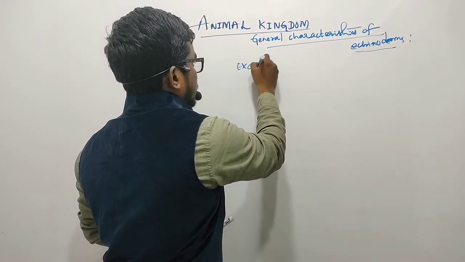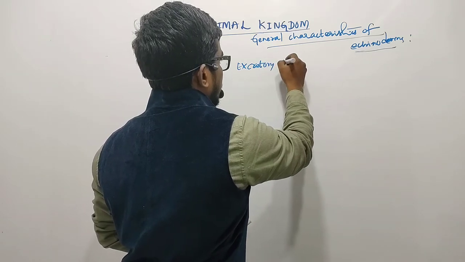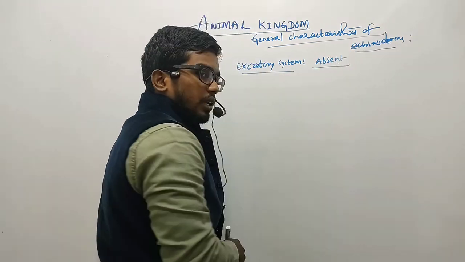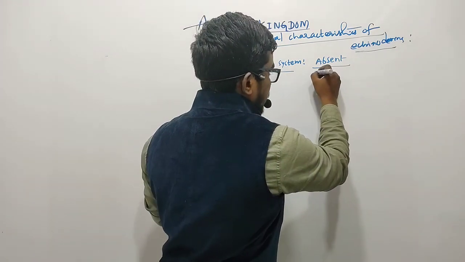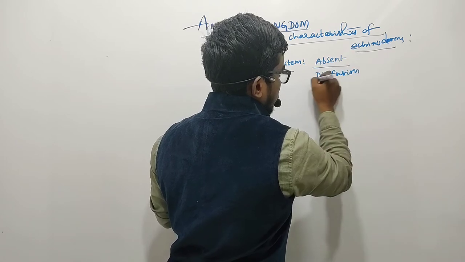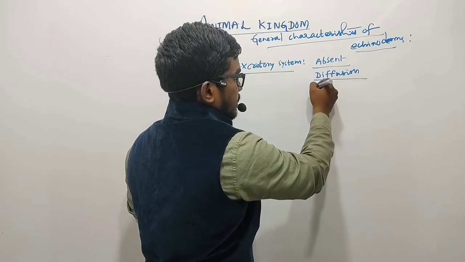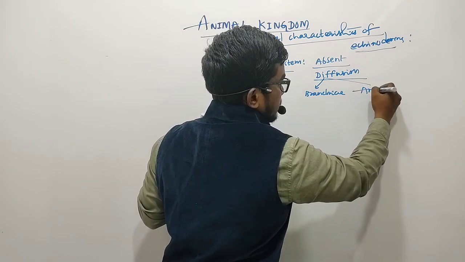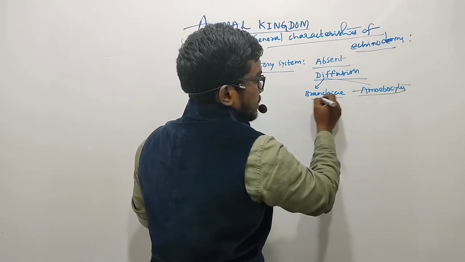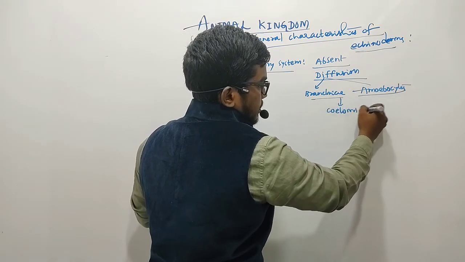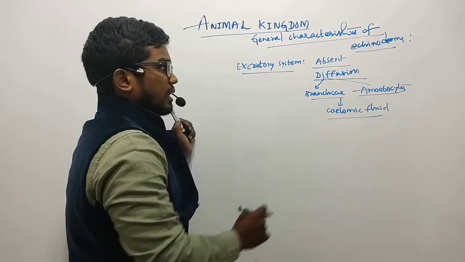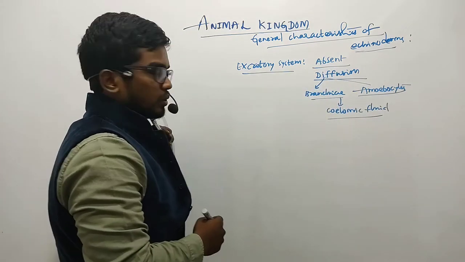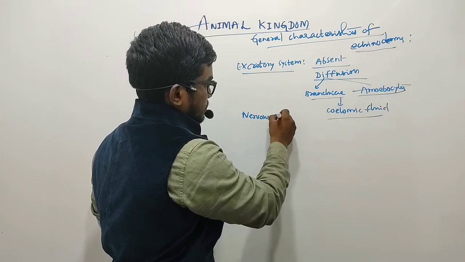Next character we have is the excretory system. Here it is absent. So if it is absent, how does the excretion occur here? It is through a process called diffusion. To bring about diffusion, or the elimination of metabolic waste through diffusion, there are branchiae and amoebocytes. These are the specialized cells present in the coelomic fluid, the body fluid, which perform the excretory function through the diffusion process.